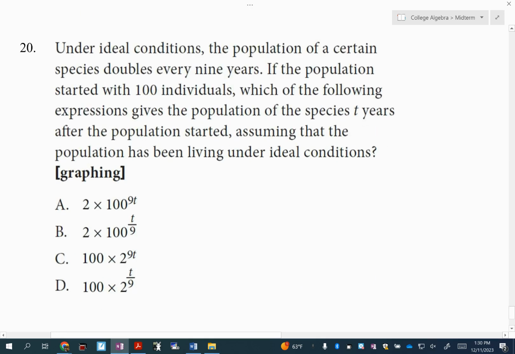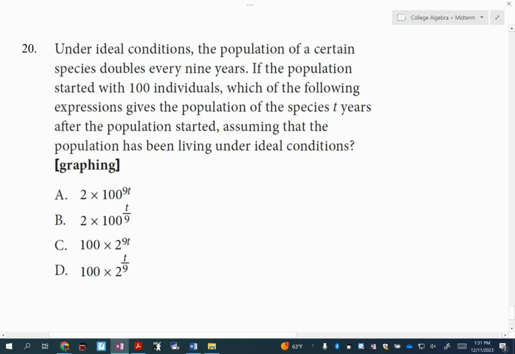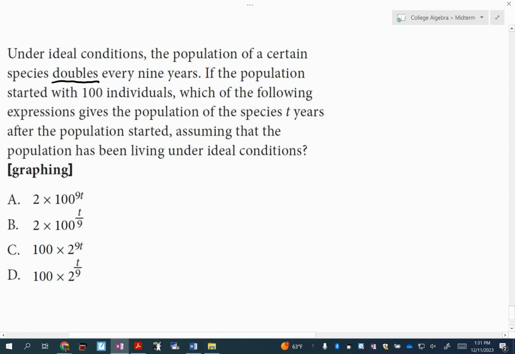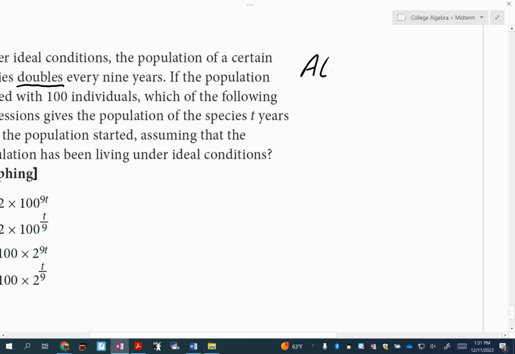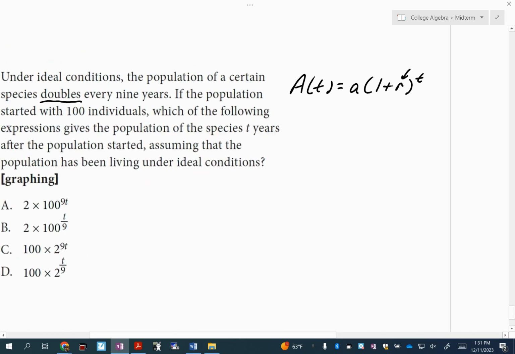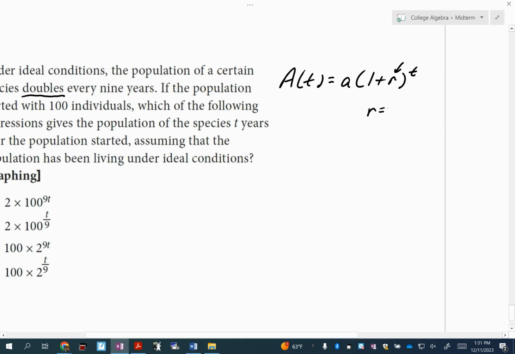All right, the last one. We made it. It says we have a population of a certain species that doubles every 9 years. This is a little tricky. If you remember our days in the previous unit of using this formula, you'll notice that it doesn't give us a rate, but it says it doubles. So that's essentially saying the rate is 100%, or if you change it to a decimal, that would be 1. And 1 plus 1 means that you're going to be using the number 2.